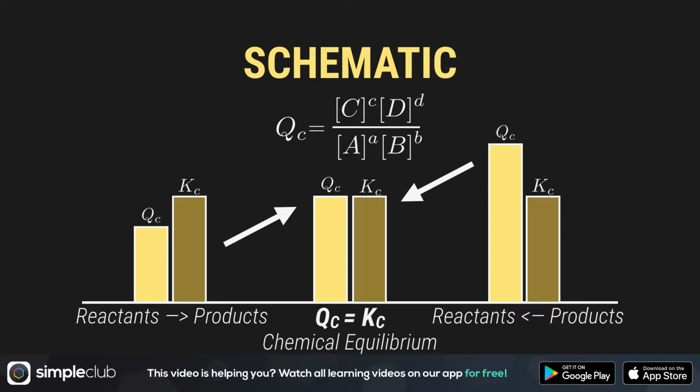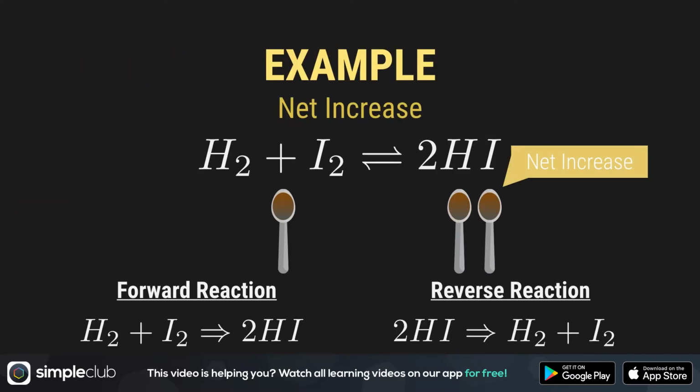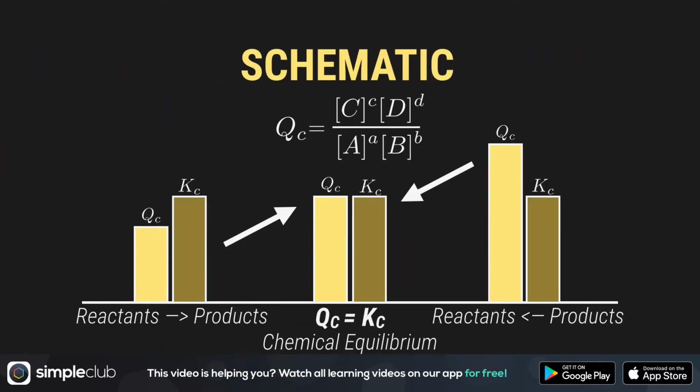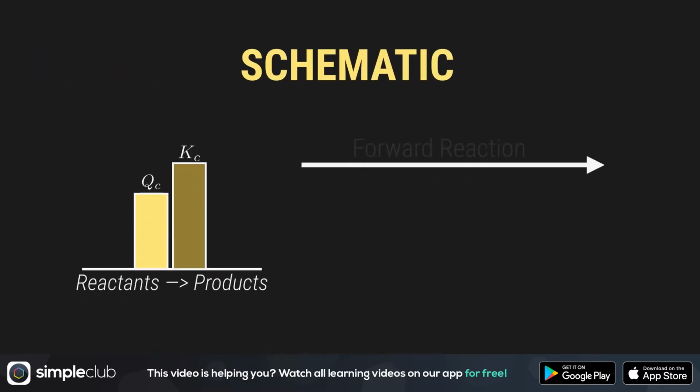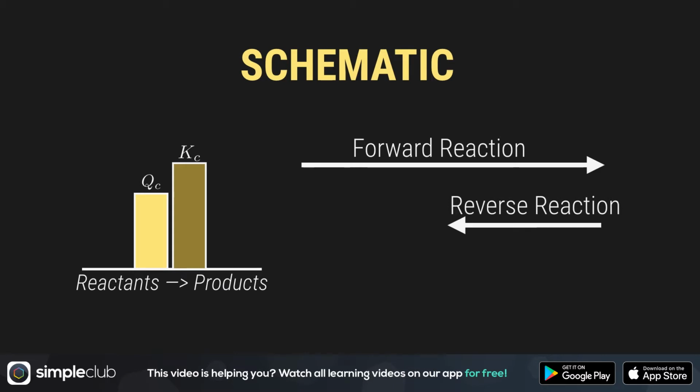Okay, it's important that you don't confuse the net reaction direction with the forward and reverse reactions. Think of our example with the tablespoons and hydrogen iodide. If Qc is smaller than Kc, then the forward reaction and the reverse reaction both take place. But the forward reaction goes faster, so the change in the concentration from the reverse reaction is cancelled out. The net reaction direction is also from left to right.